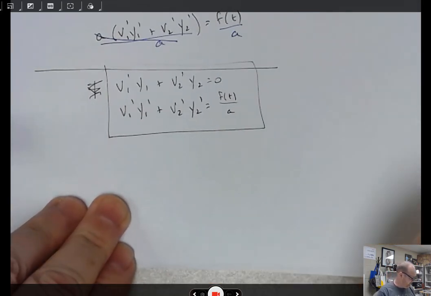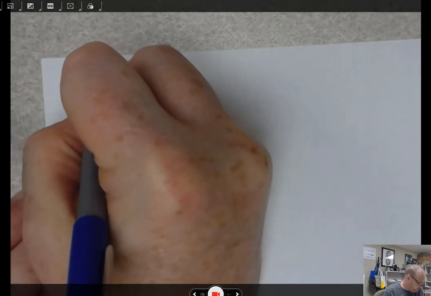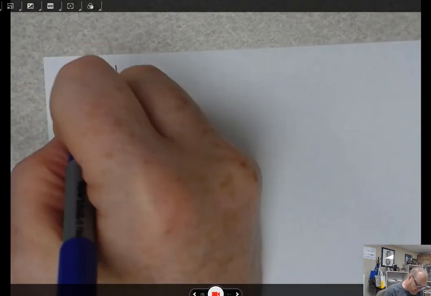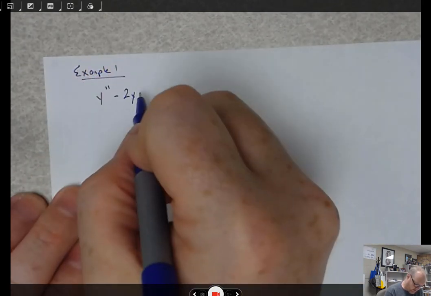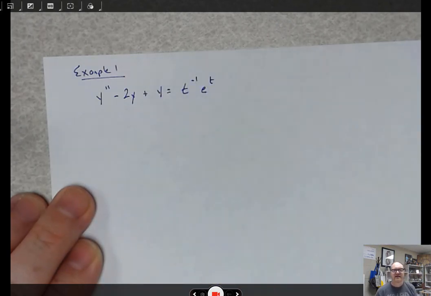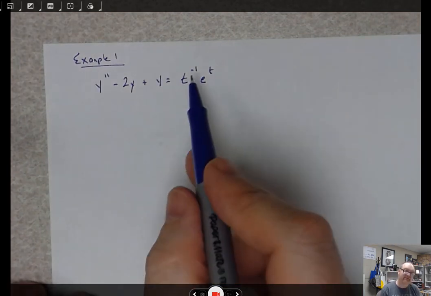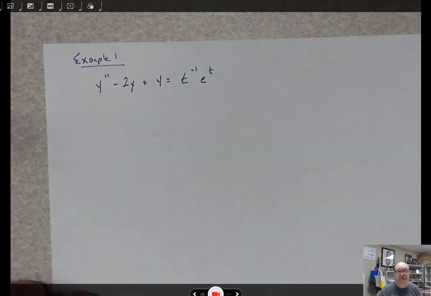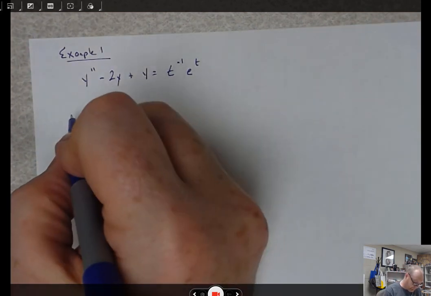So let's look at those right now. Here we go. Example 1. Let's take this equation, y double prime minus 2y prime plus y equal to t to the negative 1 e to the t. And again, this is one where the derivatives got more and more complicated, so it didn't lend itself to the method of undetermined coefficients. So let me solve for the characteristic equation first.